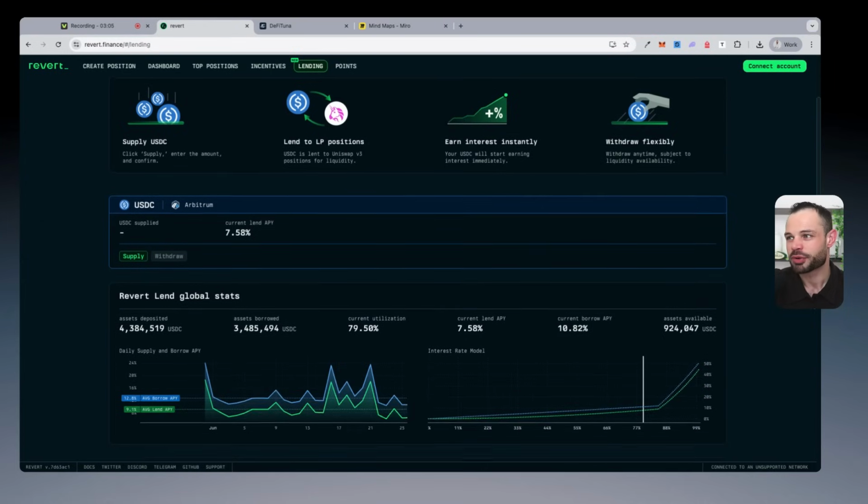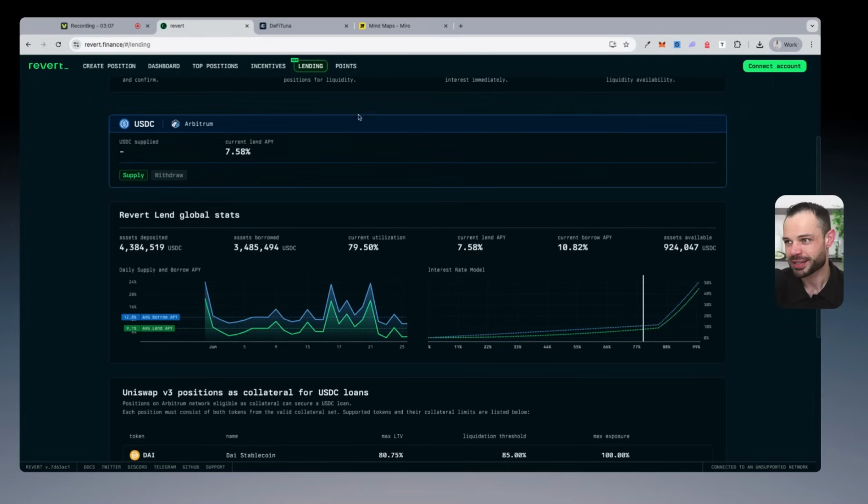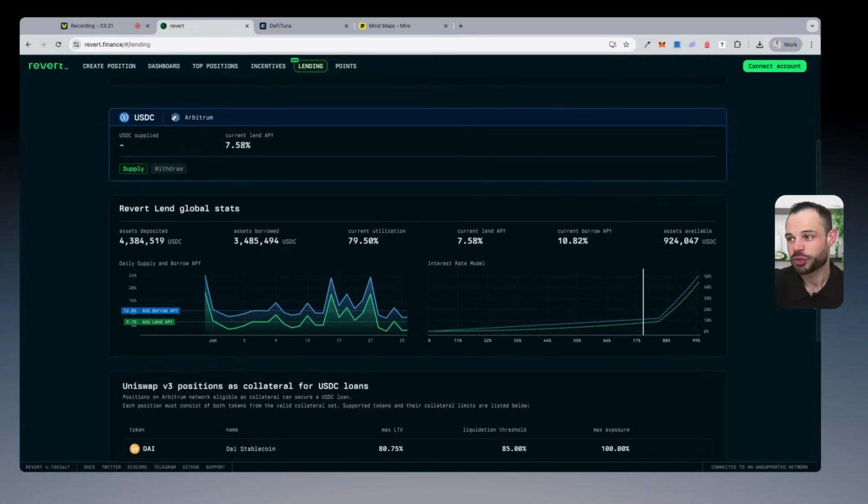What do we mean by leverage? Well, essentially, what we're talking about here is the ability for you to borrow capital against your LP as collateral and then increase the amount of capital in the pool to significantly increase the amount of fees that you're able to generate. So, for example, you could deploy $10,000 into a WETH USDC pool.